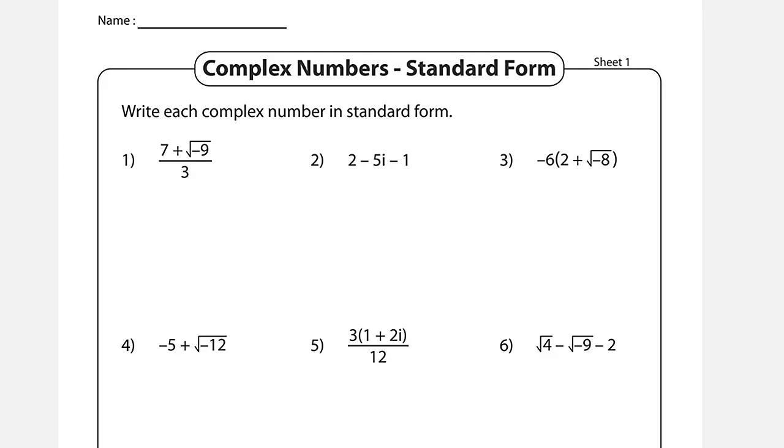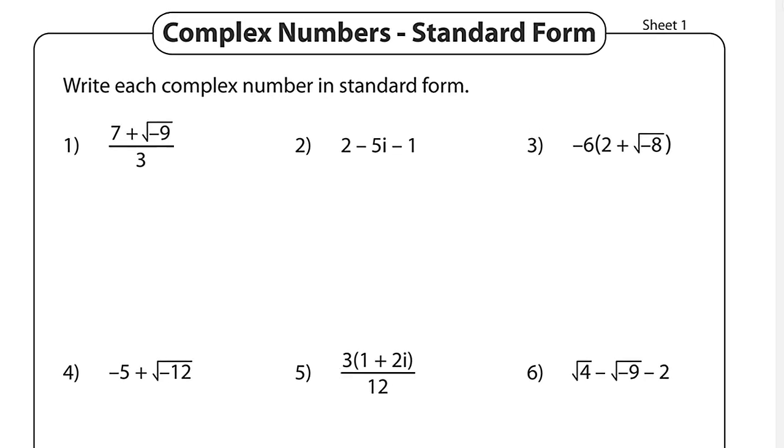Today we are going to learn how to write a complex number, or express a complex number, in standard form. I have already planned all the worksheets and the videos will be coming your way by 5 p.m. Nigerian time. The problem number 1, we are given 7 plus the square root of negative 9 divided by 30 and we want to express it in standard form.